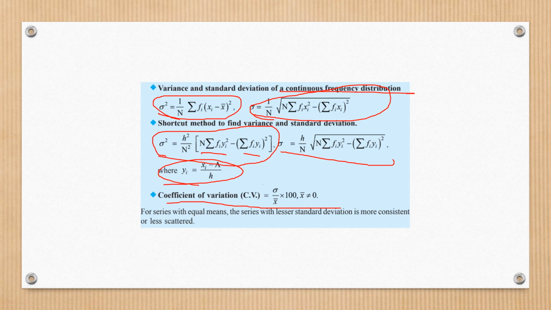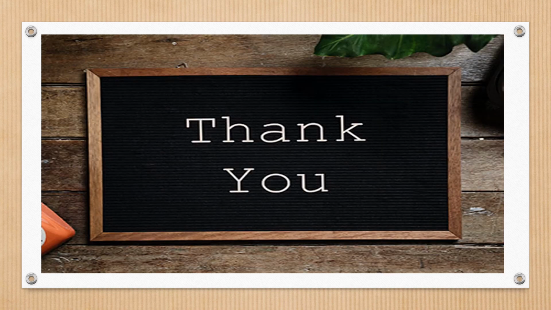For series with equal means, the series with lesser standard deviation is more consistent or less scattered, and vice versa. So this was all regarding the introduction part of statistics.